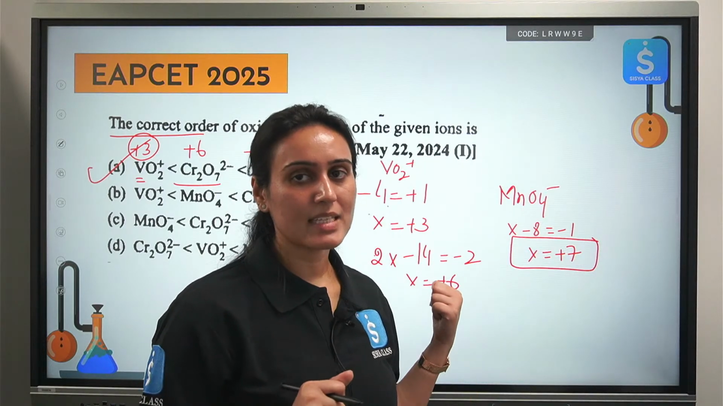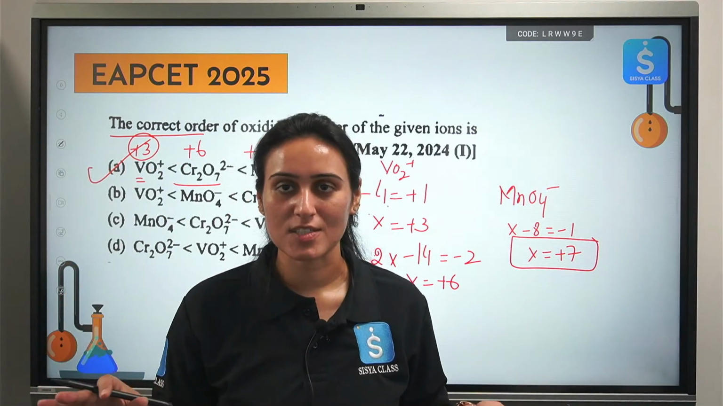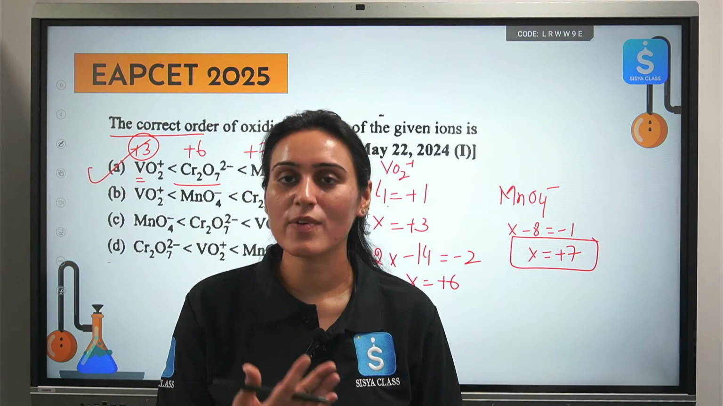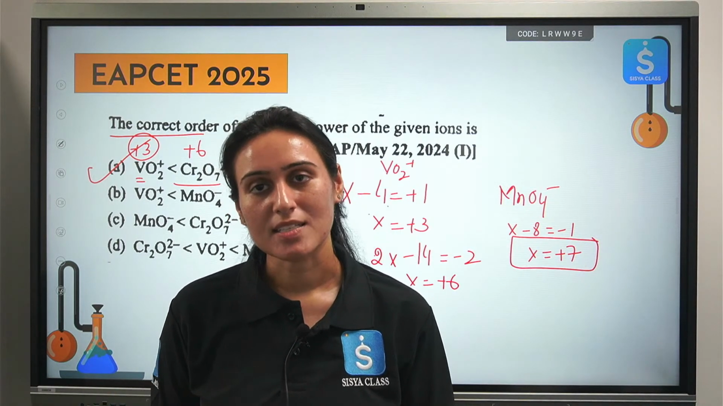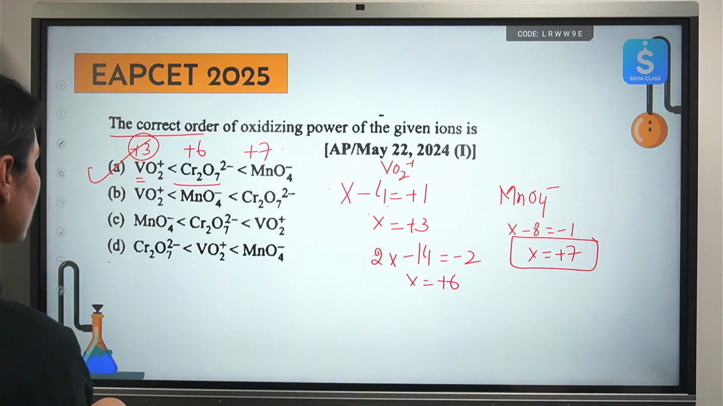For manganese, +7 is the maximum oxidation state. It cannot show a higher oxidation state, so it will reduce to a lower oxidation state. This is how we understand the question. Higher the oxidation state, higher will be the oxidizing power. So the correct answer here is option A. See the next question now.